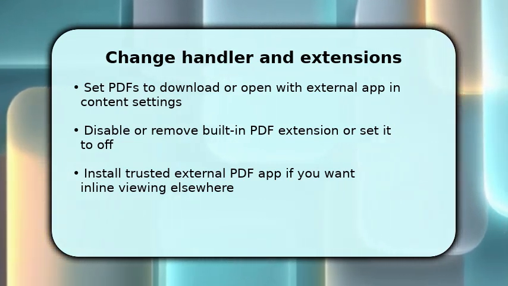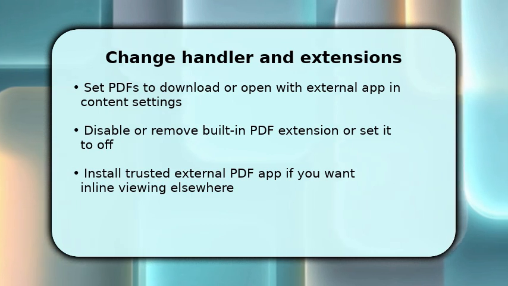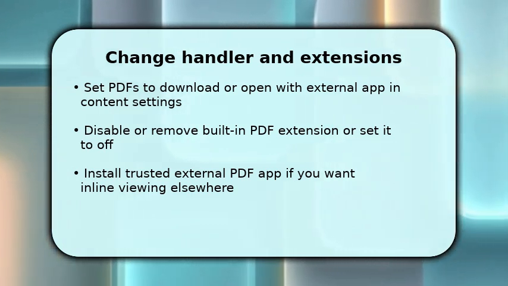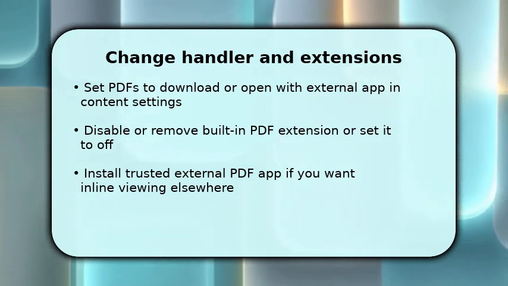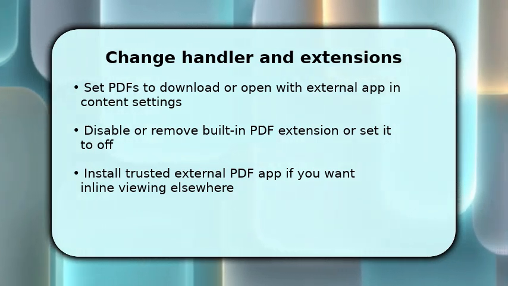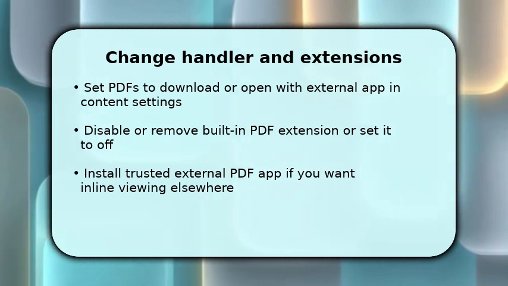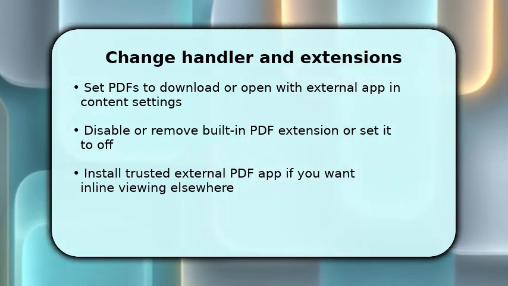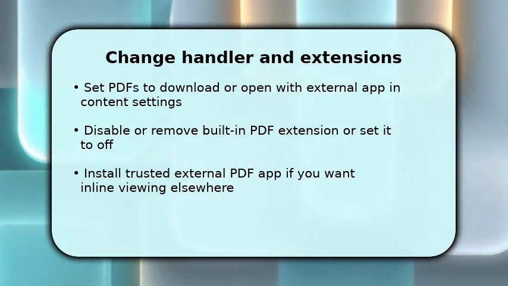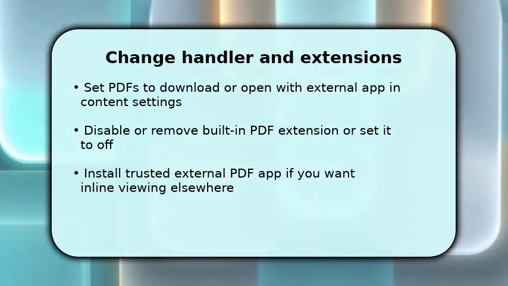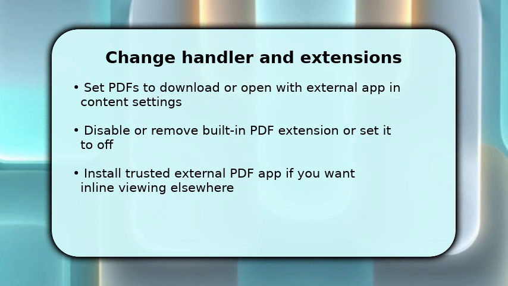In content settings, choose Download or select an external application for application/PDF so files save instead of opening. Then go to Extensions or Add-ons and disable the browser's PDF viewer extension or built-in module. Make sure it stays off. If you still want viewing, install a trusted external PDF app and associate it with PDF files.